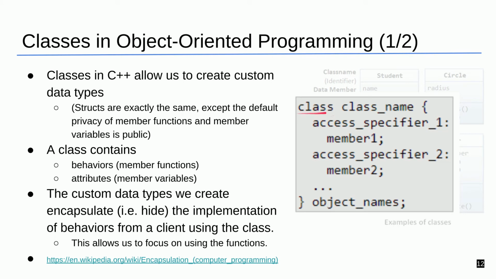But again, the key idea with a class is it's a user-defined type, and we can have behaviors and attributes all together. So the member functions are all together, and then the member variables, the actual data within an instance of that class, is there. These custom data types that we're creating hide the implementation's behaviors from a client using the class. So again, this just allows a client to worry about what member functions are available. They don't necessarily have to worry as much about the implementation for that class, so long as it achieves their job.